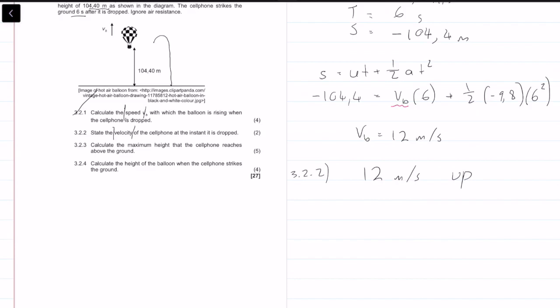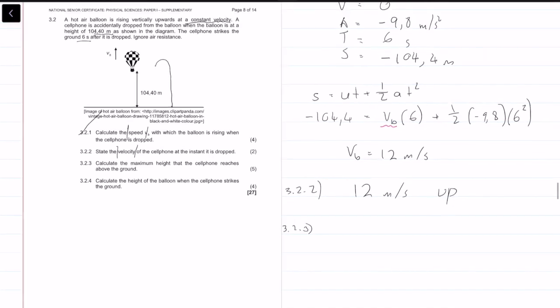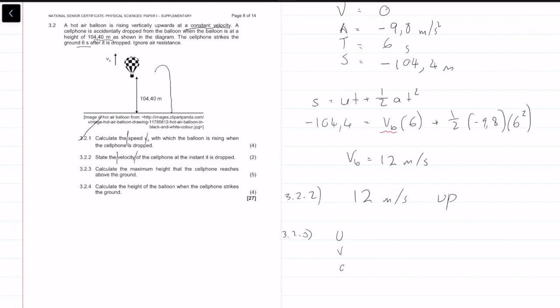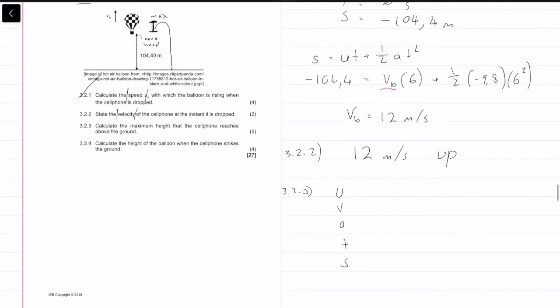Question 3.2.3. Calculate the maximum height that the cell phone reaches above the ground. We can use UVATS once again. This time we're going to focus on the distance between when it leaves the hand, or gets dropped, to when it reaches its maximum height. U we know is 12 meters per second, and we're taking up as positive once again.